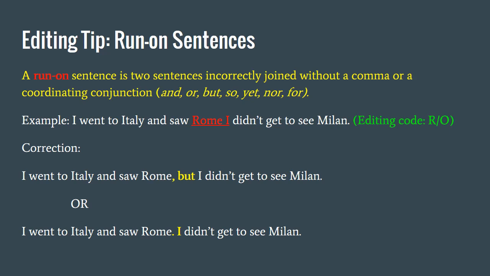So the correction here, you can do one of two ways. I went to Italy and saw Rome, comma, but I didn't get to see Milan. Or you can say, I went to Italy and saw Rome, period. I didn't get to see Milan. So to correct a run-on sentence, add a comma and conjunction, or separate the two sentences using a period. You may also use a semicolon if it's appropriate. And the only way it would be appropriate to do so is when the sentences are greatly related.